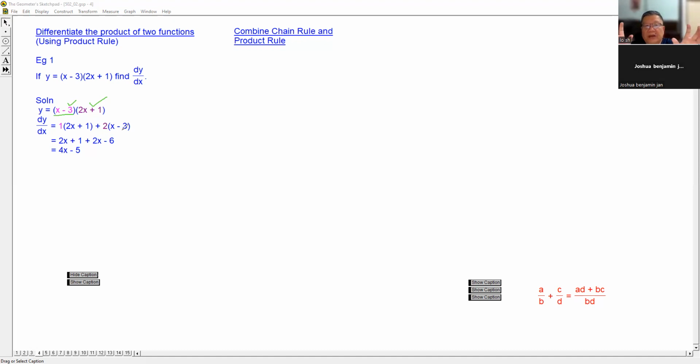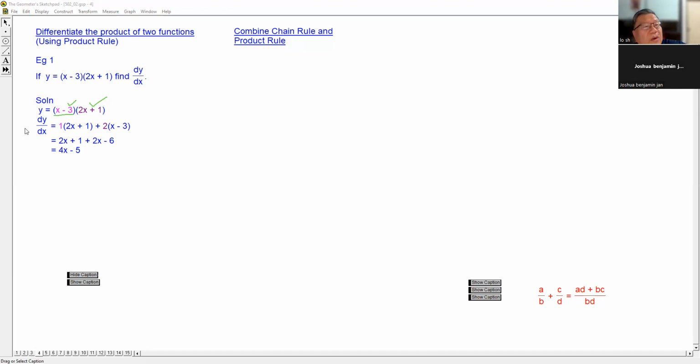If you want to differentiate, you differentiate this, then keep this one. Keep that. Then this is the first part. For the second part, you differentiate this one, then keep the other one. Then you write down, and you add up the two terms together, and that will be the answer.